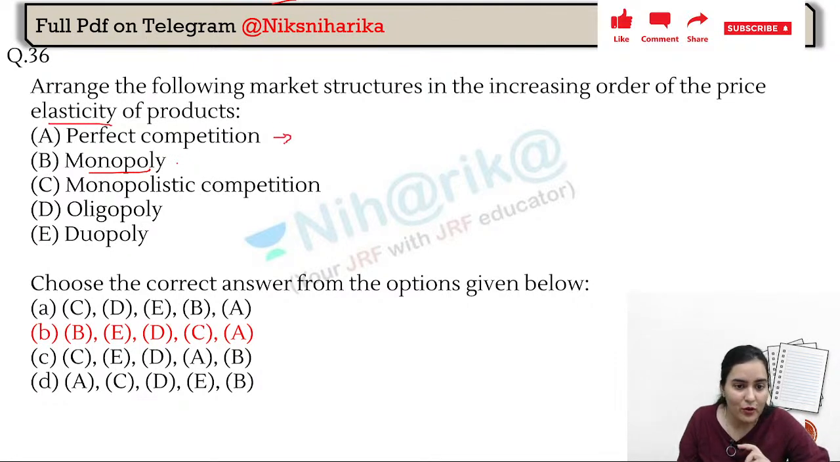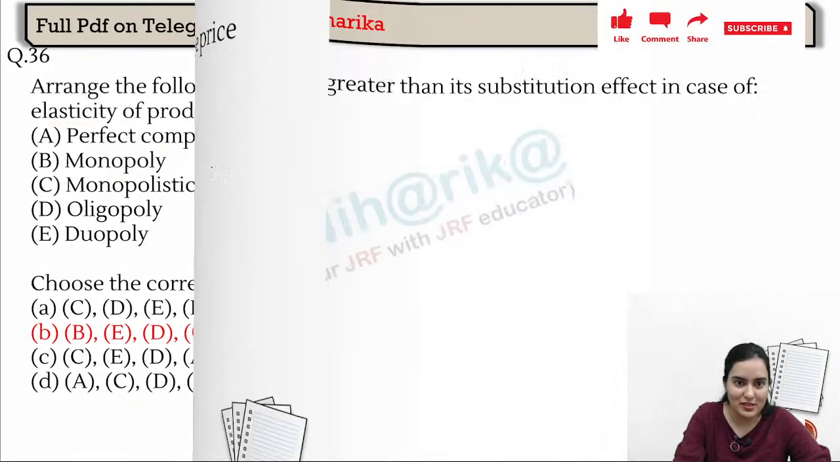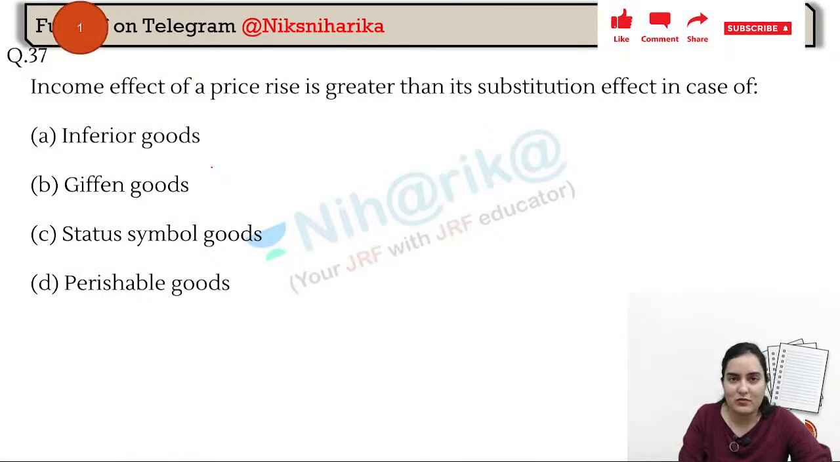And here, perfect competition will have the highest elasticity, isn't it? This will have infinite elasticity, and this one will have what? No elasticity. As sellers lose control, as the number of sellers adds up, their elasticity also starts increasing because people will have more and more choices. So that will give us our answers. See the starting and the end.